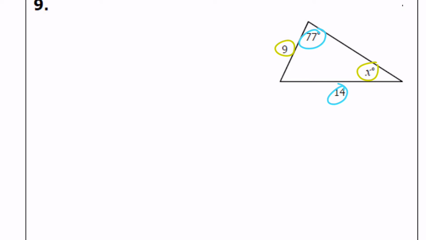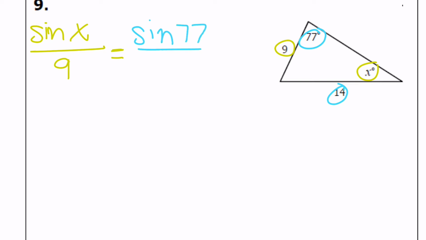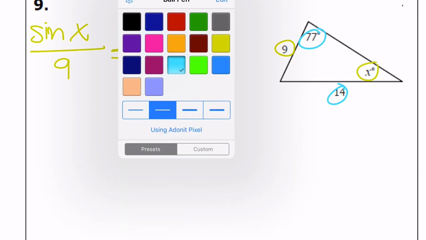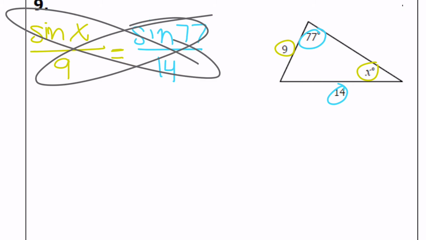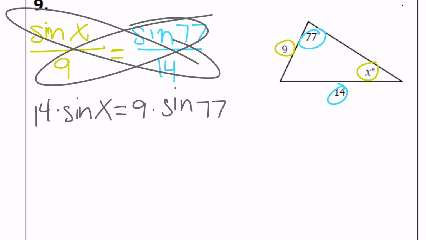So now I'm going to set up my proportion. The sine of angle x that I'm trying to find is over 9 equals the sine of 77 over 14. And then I do the same thing. I cross multiply. So I have 14 times the sine of x equals 9 times the sine of 77.